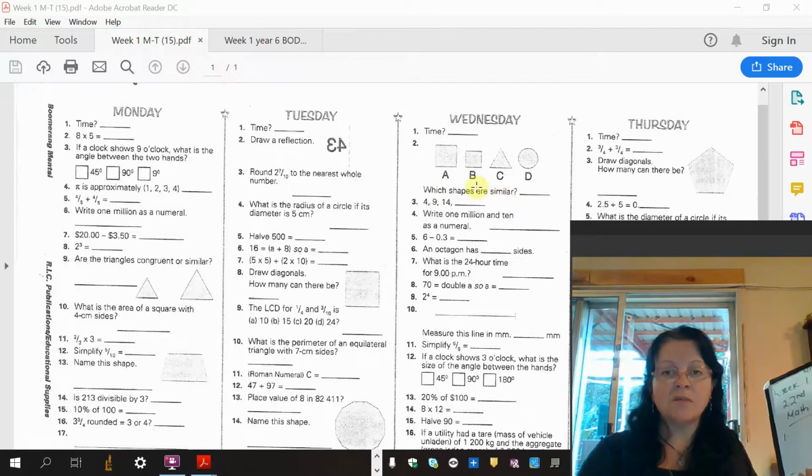Okay, which shapes are similar? Is A and B similar? I'd say so, because they're the only ones with equilateral sides, the 4 sides that are even.